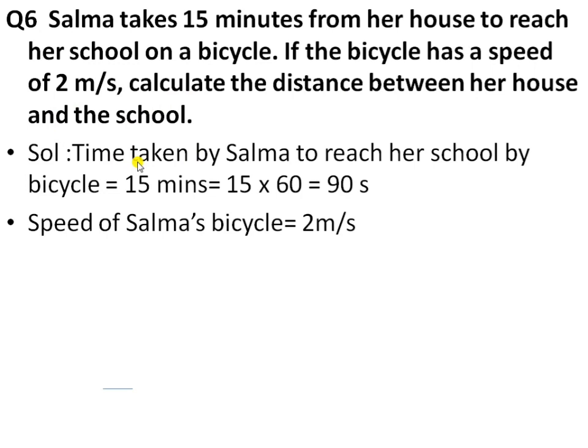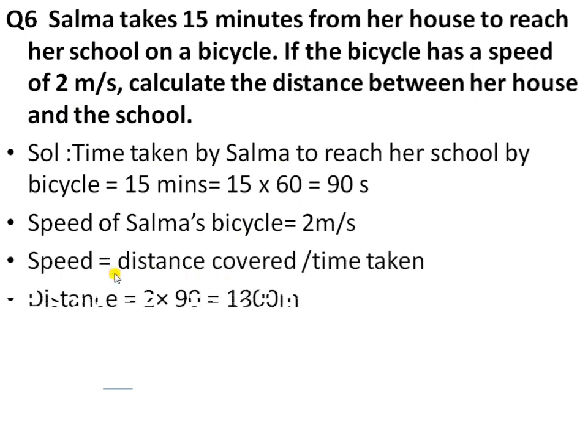The formula of speed is distance covered divided by the time taken. So now here we have to calculate the distance. The distance formula is simple: distance is equal to speed into time taken. So the speed of Salma's bicycle is 2 meters per second and the time here is 900 seconds. So simply 2 into 900 seconds is equal to 1800 meters.